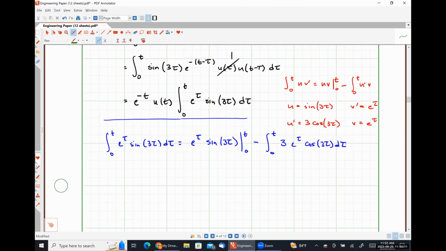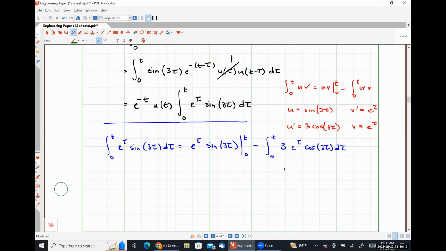So just clearly defining things here. U is going to be 3 cosine 3 tau. V prime will once again be e to the tau. U prime will be negative 9 sine 3 tau. And v will be e to the tau.